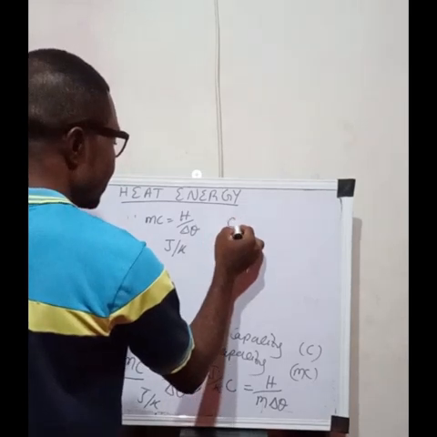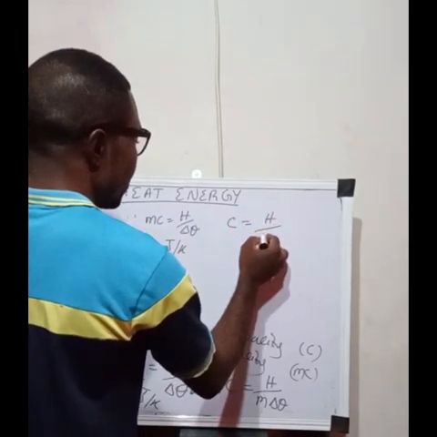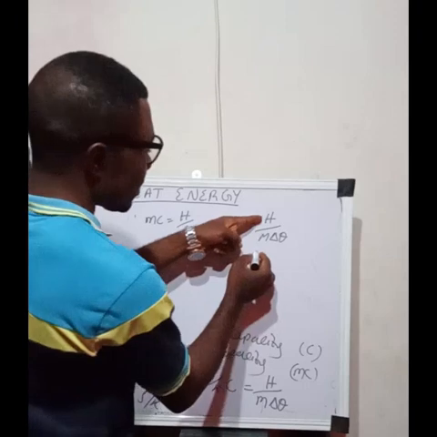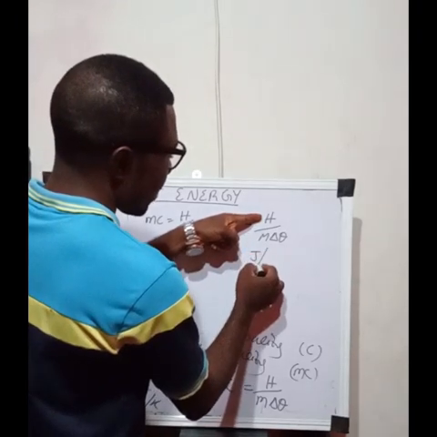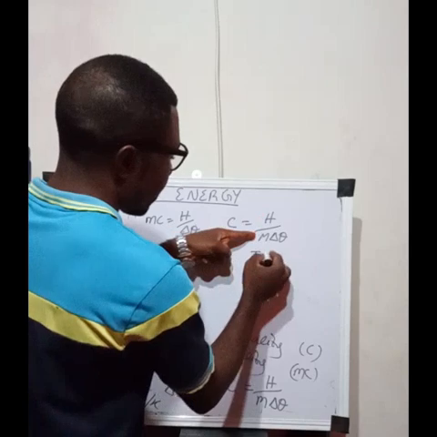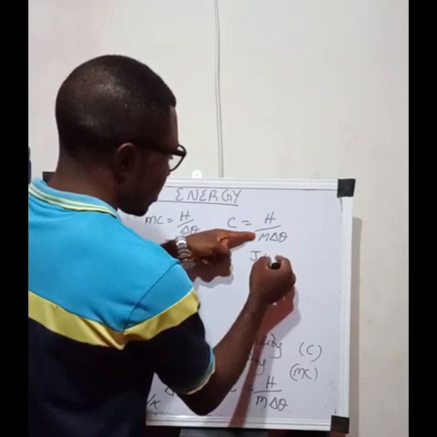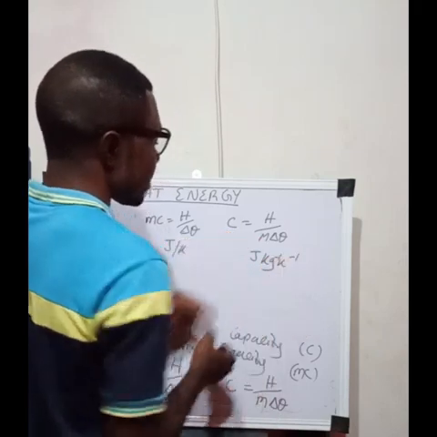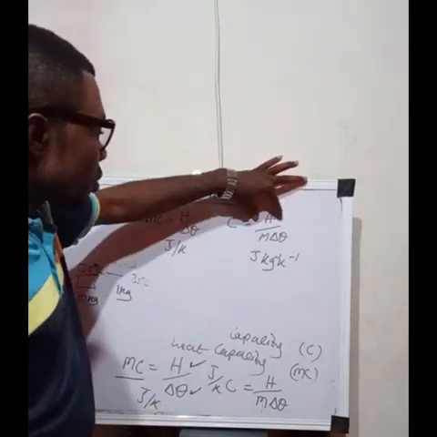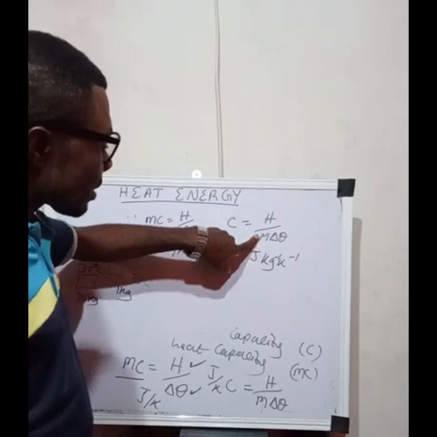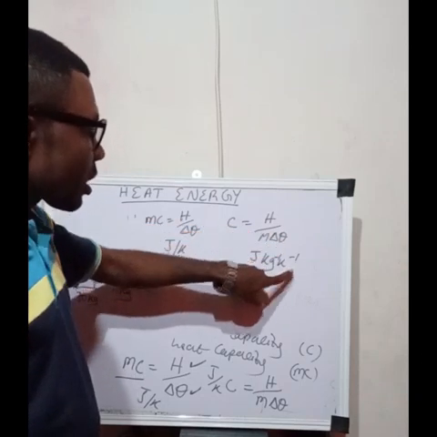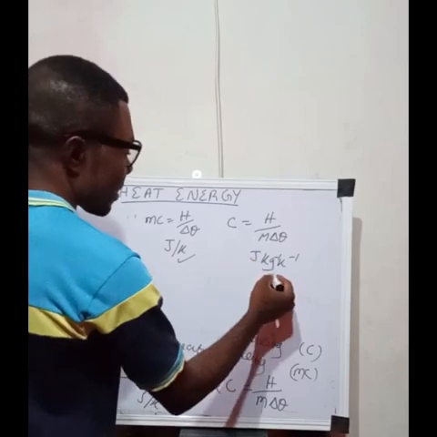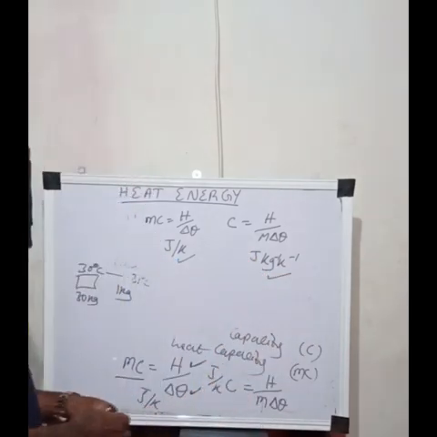heat energy in joules divided by the unit of temperature, Kelvin. But specific heat capacity C equals H over M change in temperature. Therefore, the unit of specific heat capacity is heat energy, joule, per kilogram, which is the mass, per Kelvin. So that is the unit of specific heat capacity. Joule is the unit of heat energy divided by the unit of mass, kilogram, divided by the unit of temperature, Kelvin. So the unit of heat capacity is joule per Kelvin, while the unit of specific heat capacity is joule per kilogram per Kelvin. So that is the difference.